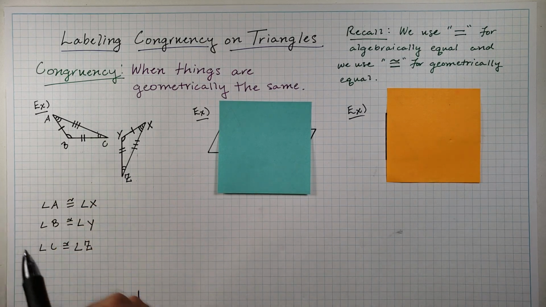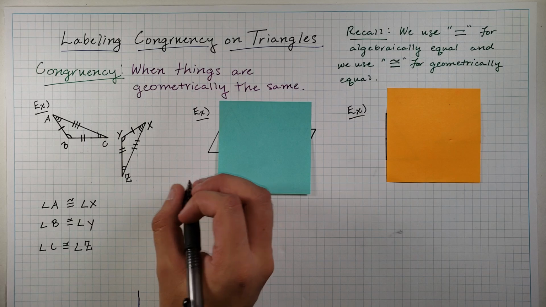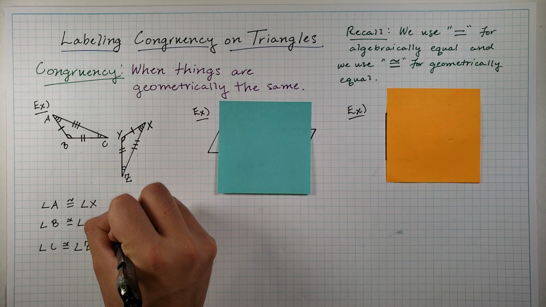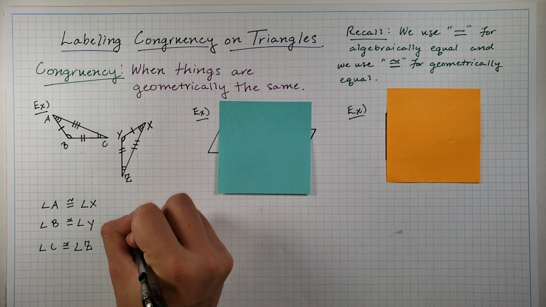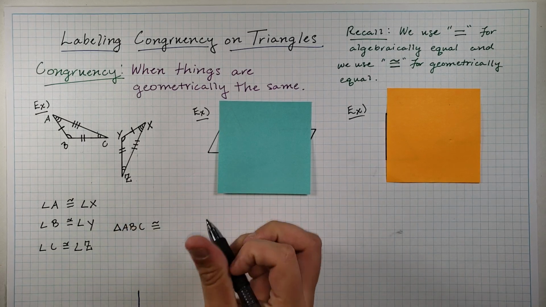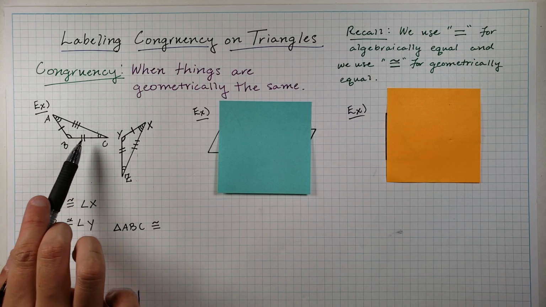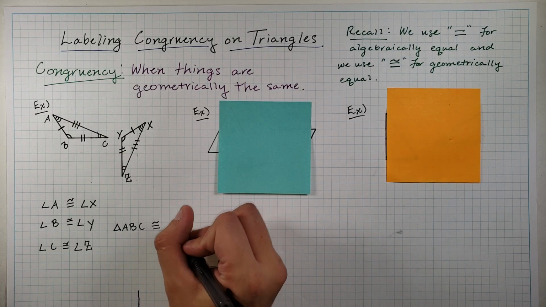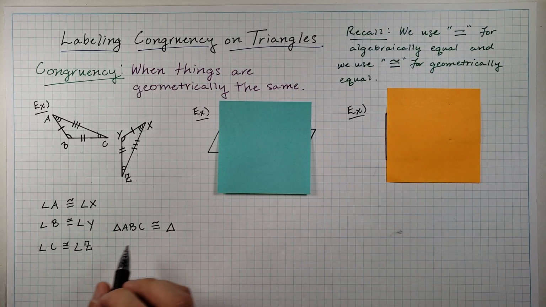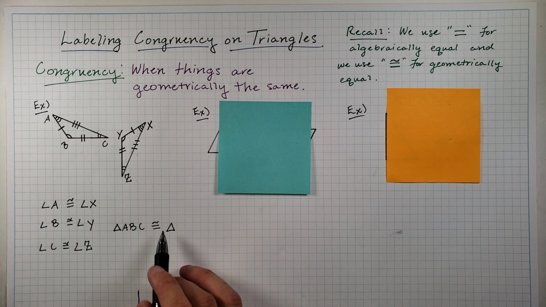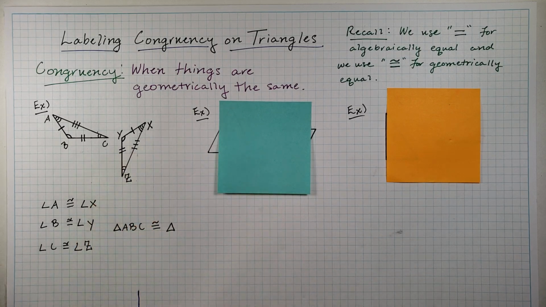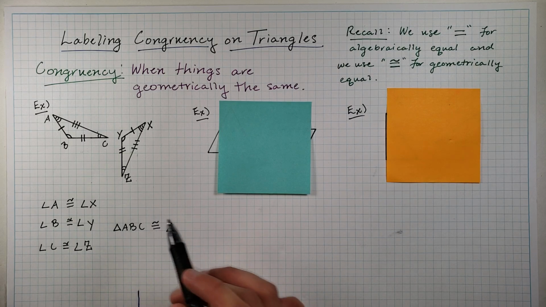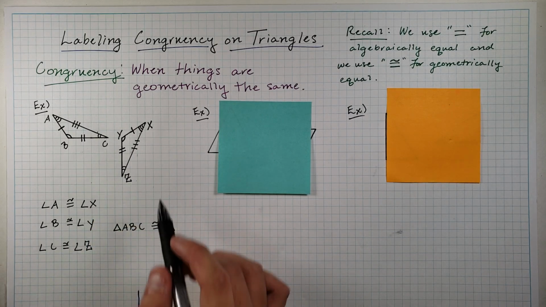But now maybe we want to write down that the triangles are congruent, so the actual triangles themselves. So maybe we want to say triangle ABC is congruent to this triangle. However, when you write that, you need to make sure that the letters of this triangle correspond with the letters in this triangle. So we're not going to say triangle ABC is congruent to triangle ZYX, or triangle ABC is congruent to triangle YZX. We're going to go in order.